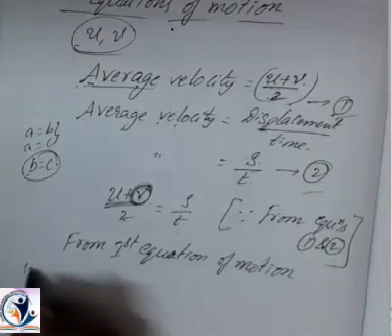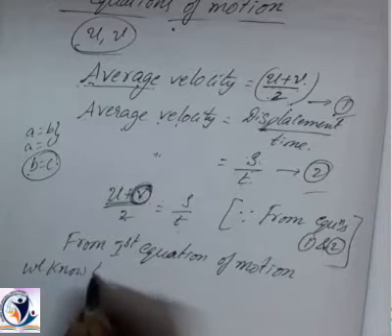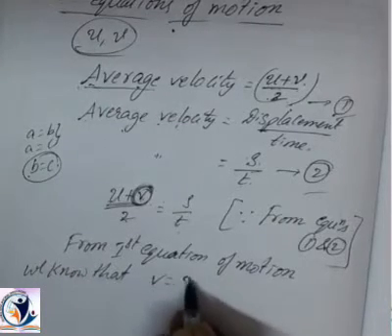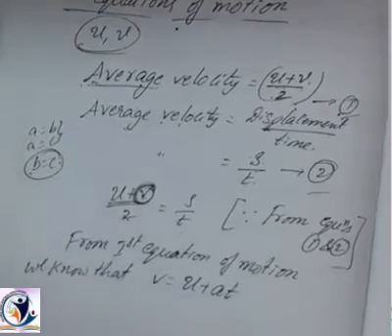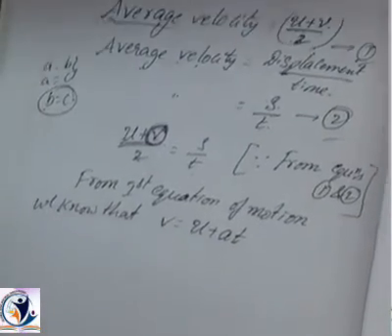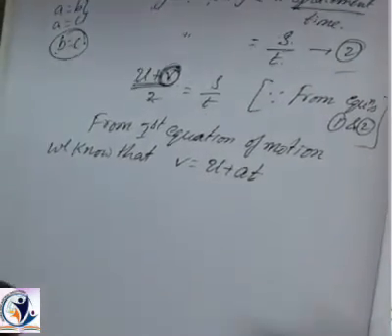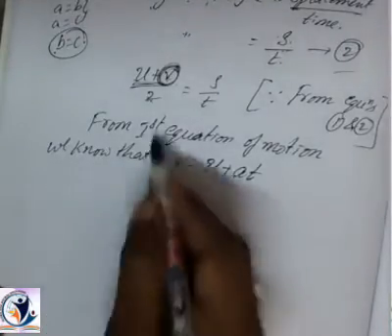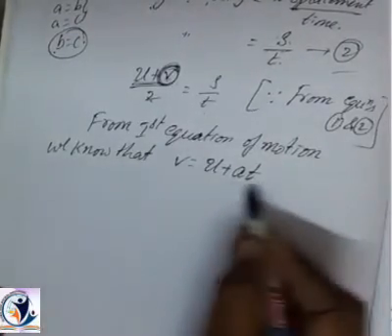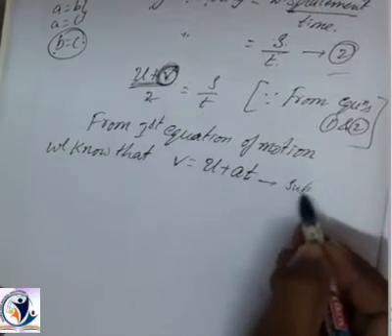We know that V is equal to U plus AT. Now, whenever V is equal to U plus AT, substitute this value. Substitute.